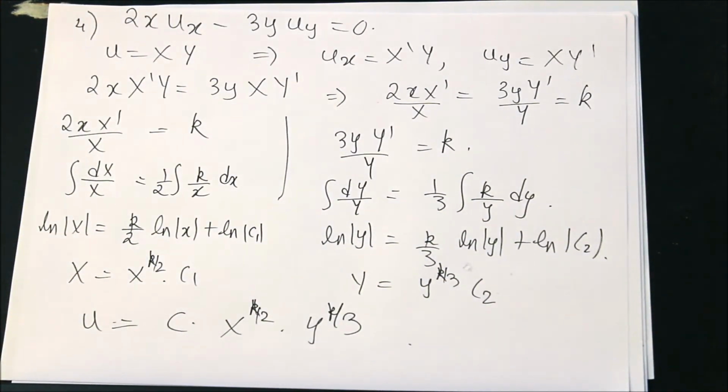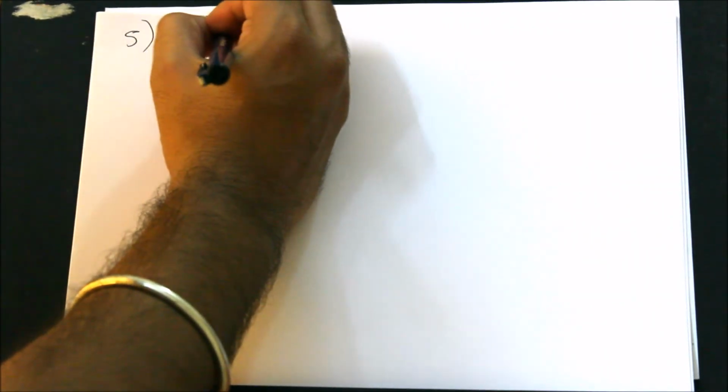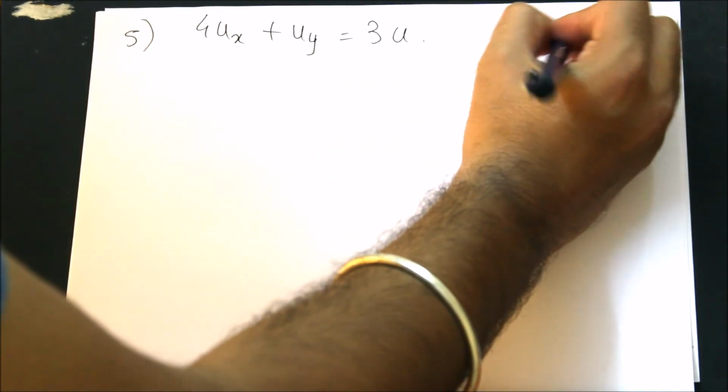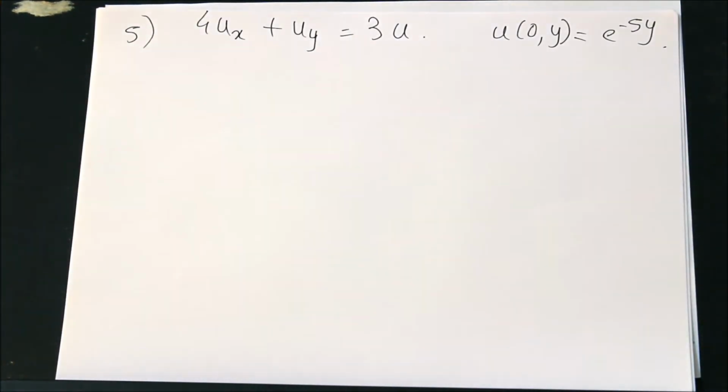So all these are the general solutions for the given partial differential equation. But sometimes some initial conditions are given to you, and then you can use those initial conditions to find the particular solution. So let me just state one last thing. Suppose you have 4ux plus uy is equal to 3 times u, and u of 0 comma y is equal to e raised to minus 5y. This is a first order linear homogeneous partial differential equation with some initial condition.